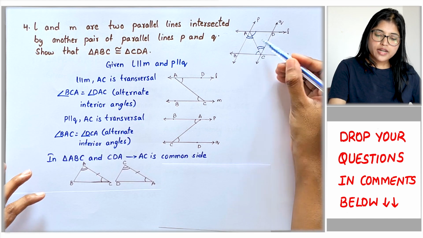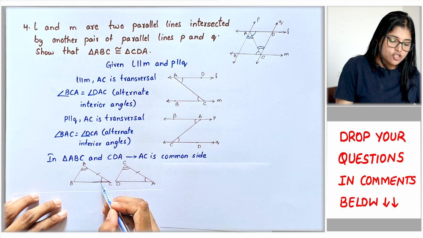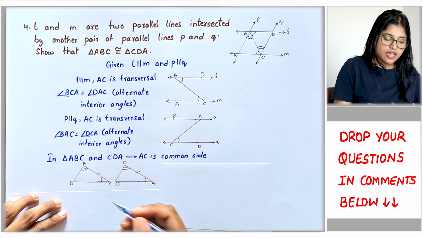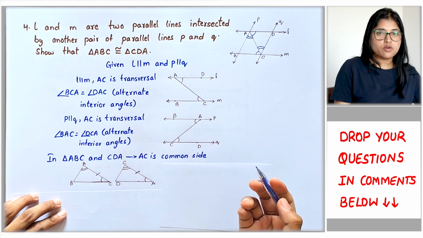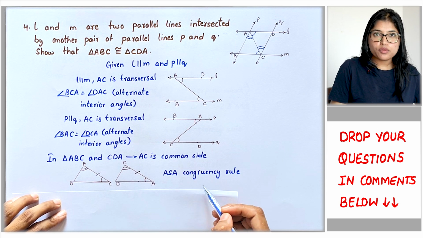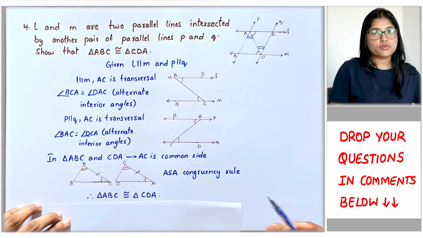So in these two triangles over here, ABC and ACD, I have drawn them here, and these two angles are equal as we have just proven, and AC is a common side, so this is also equal. I can apply the ASA congruency rule in order to say that these two triangles are congruent to each other.